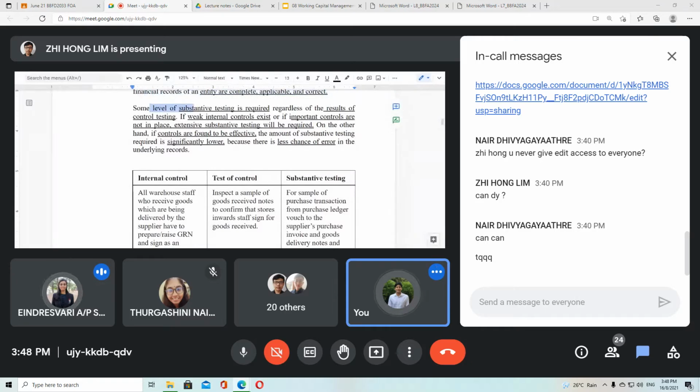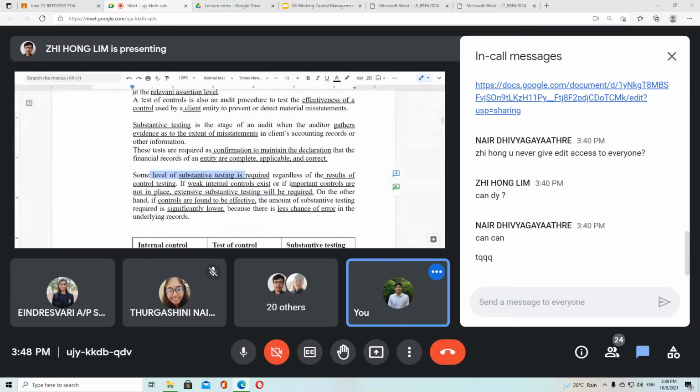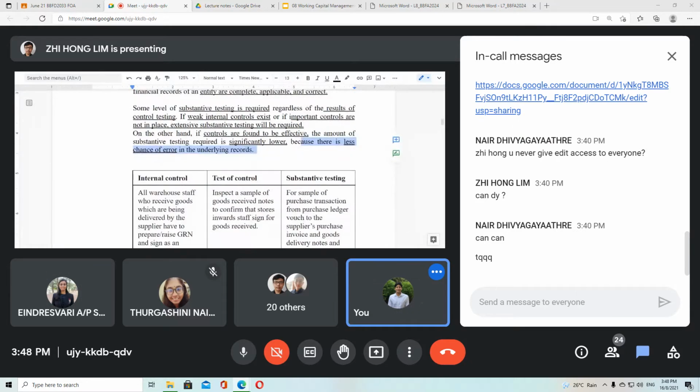Some level of substantive testing is required regardless of the results of control testing. If weak internal controls exist or if important controls are not in place, extensive substantive testing will be required. On the other hand, if controls are found to be effective, the amount of substantive testing required is significantly lower because there is less chance of error in underlying records.